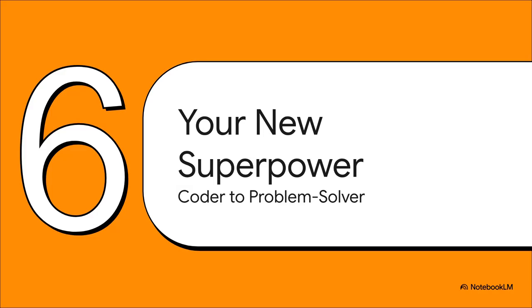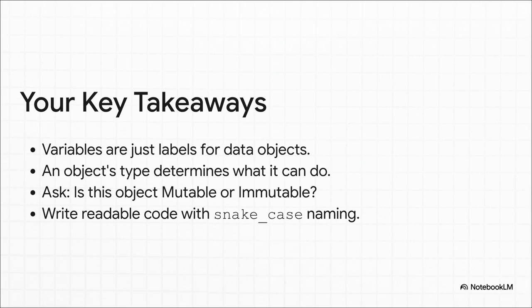So there we have it. We started with what looked like cryptic nonsense, and now we have clarity. Let's just quickly recap how these core ideas really do change you from someone who just writes code into a confident problem solver. These are the key takeaways. First, always remember, variables are just labels. Second, an object's type defines its rulebook, what it can and can't do.